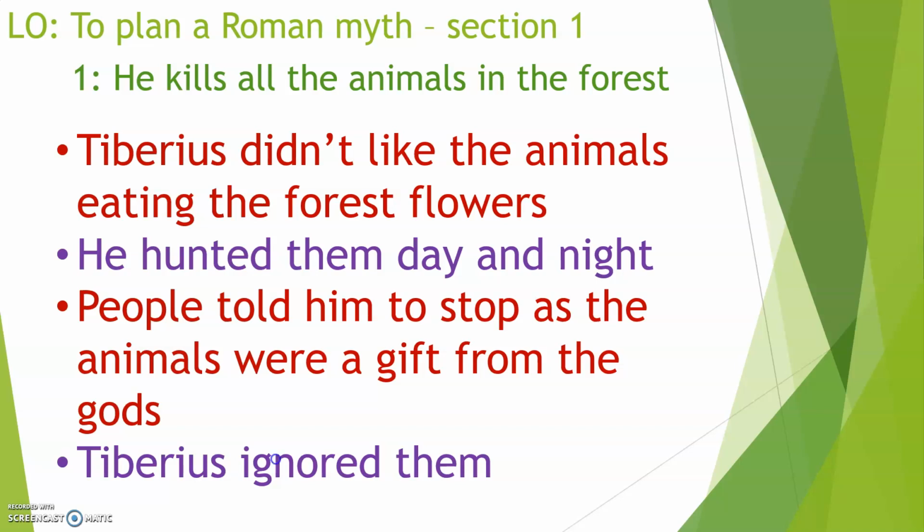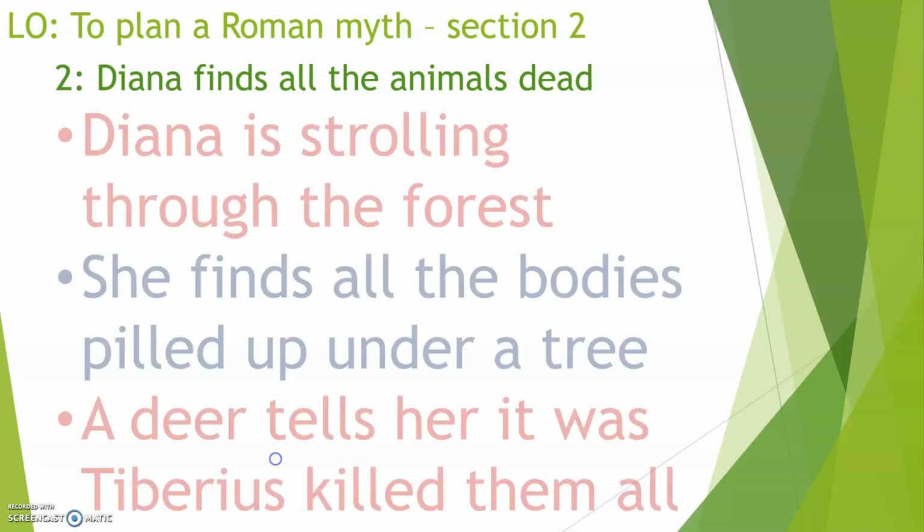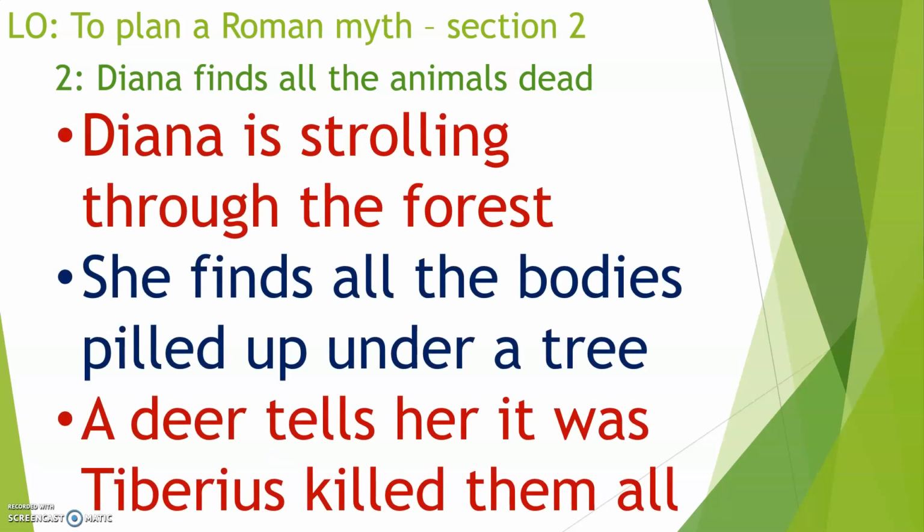Okay, so let's look at section 2. In section 2 of my plan, I said Diana finds all the animals dead. So if you remember in the original one, that's when Ceres comes along and finds all of the trees have been chopped down. So to flesh it out a bit in my plan, I've got Diana strolling through the forest. She finds all the bodies piled up under a tree. A deer tells her it's Tiberius killed them all.